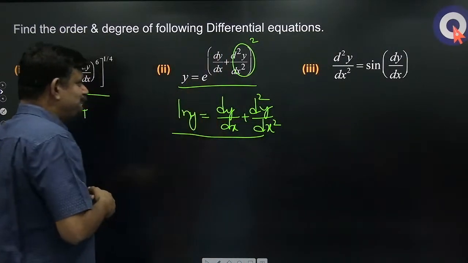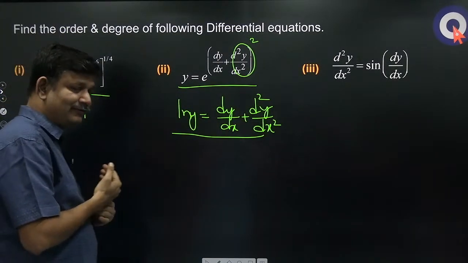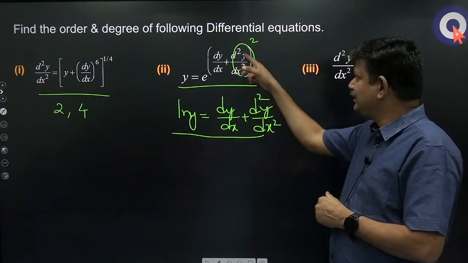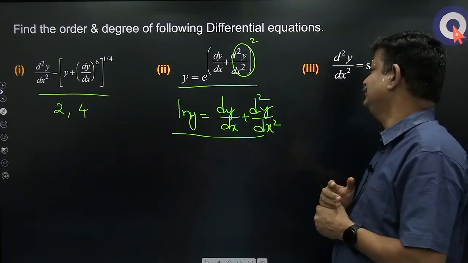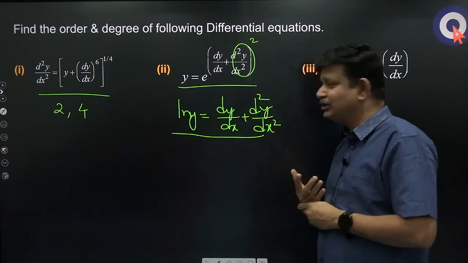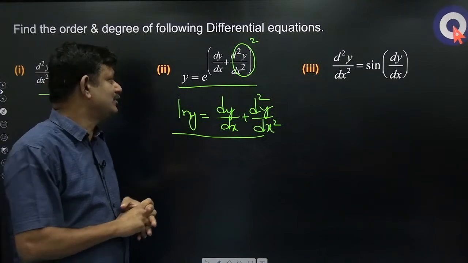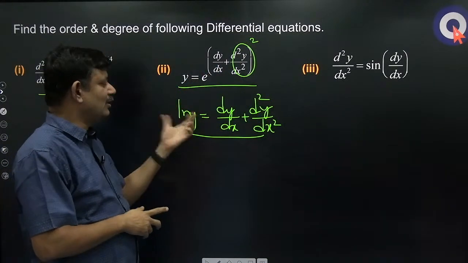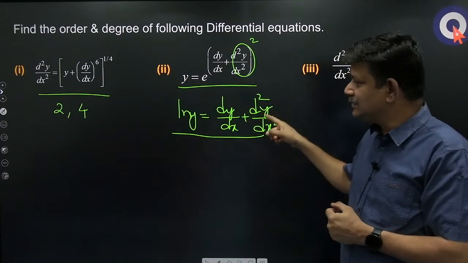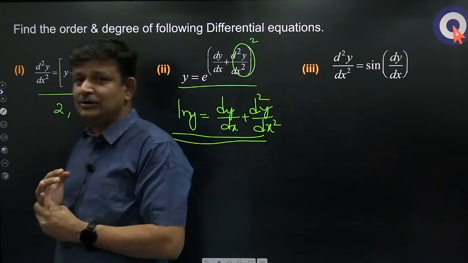So what we are doing, we are finding order and degree of this differential equation, second one. To find order, it is clear, this is second order differential equation, because highest order is 2. To find the degree, I have to express things in polynomial form of differential coefficients. So what I need to do, first take log. Log y will be equal to dy by dx plus d square y by dx square. Now, is it in polynomial form of all differential coefficients? Yes.